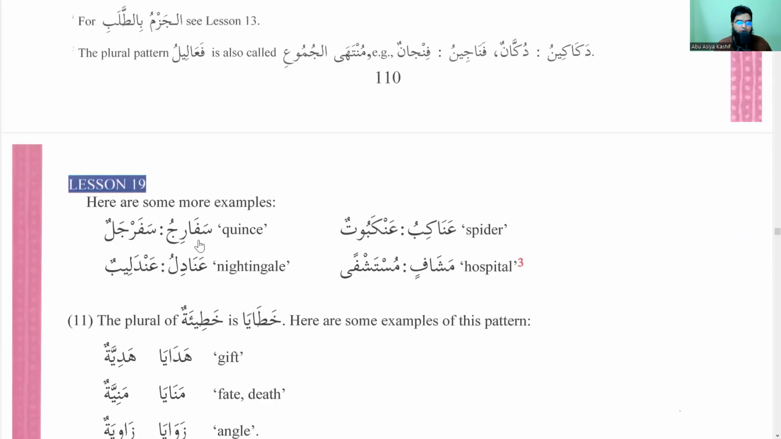Yes, some more examples. Safarjal is a fruit, quince, safarij. Ankabut, spider. The plural is anakib. So you drop 2 letters. Which ones are dropped? You can see: you have the ain, the noon, the kaf, the ba. So we've dropped the waw and tha. We made the plural taking these 4 letters, anakib.